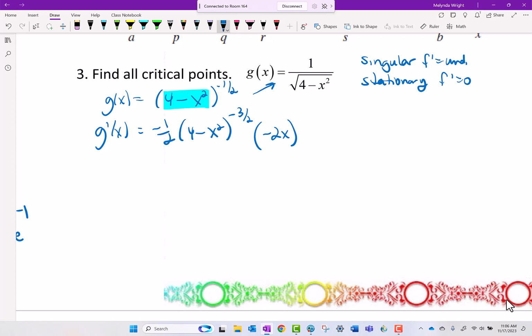Now I'm going to have to set it equal to 0, and it's really just a big mess. I don't really want to mess with it like this. I need to pretty it up before I try to set it equal to 0. So let's rewrite it, just get it looking a little bit better. So let's see, the negative times the negative turns it positive. The 1/2 and 2 turn to 1. And then I'm left with what? I have x in the numerator, and I have 4 minus x squared to the 3/2 in the denominator.